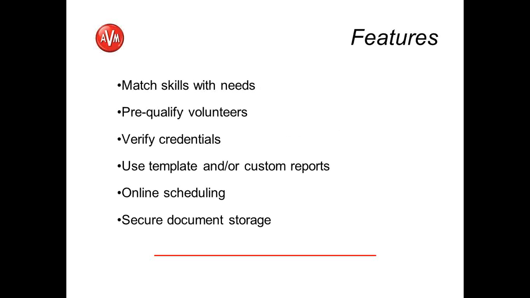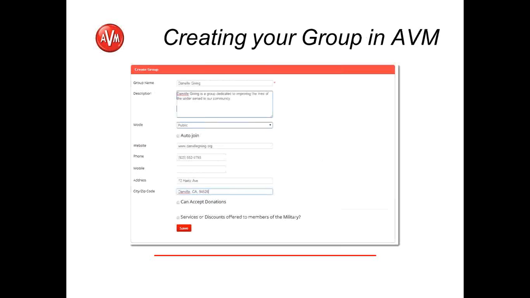Now let's take a look at some of the features in AVM. We match skills with needs, we pre-qualify volunteers, we verify credentials, and we offer template or custom reports, online scheduling, and secure data document storage. Adding your organization to AVM is very simple, and we're just going to show you how simple it is by logging in right now.